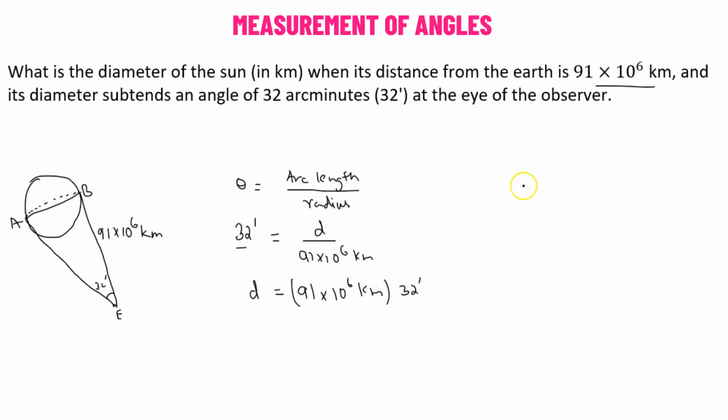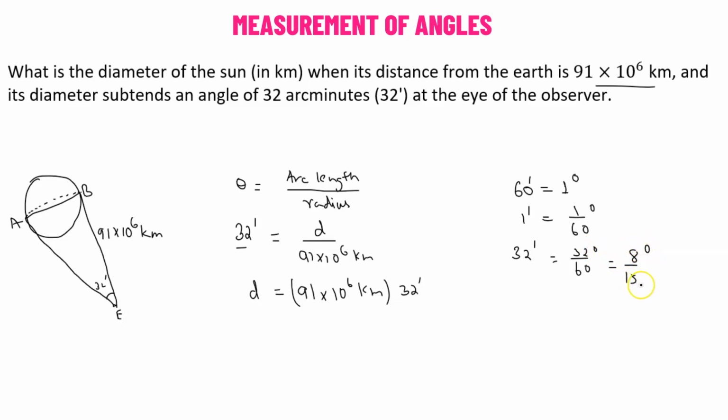So let's do that. First, we'll convert our minutes to degrees. We know that 60 minutes corresponds to 1 degree. So that means 1 minute is going to correspond to 1 over 60 degrees. Now in our case, we have 32 minutes. So 32 minutes corresponds to 32 over 60 degrees, or we can simplify it to get 8 over 15 degrees.